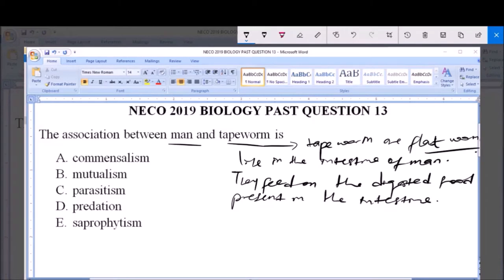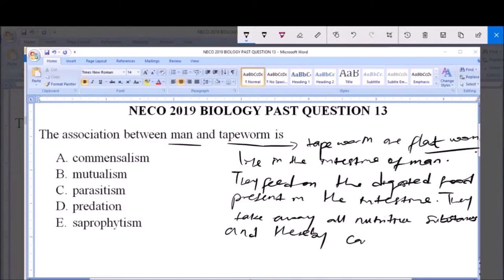Now, as they feed on this digested food present in the intestine, they take away all the nutritive substances and thereby cause anemia in man. Now you see that the activities of this tapeworm in man are harmful, because they live in the gut of man, feed on the digested food which is supposed to be used by the man, take away all the nutritive substances, and cause anemia. They also cause vomiting in severe cases, and even irritate the walls of the intestine. So these activities are harmful to man, and the tapeworm lives in man.